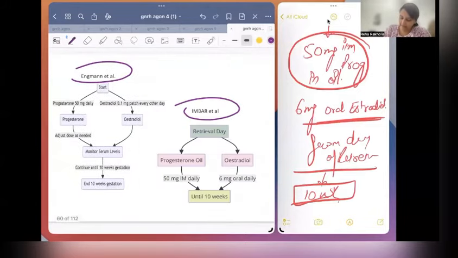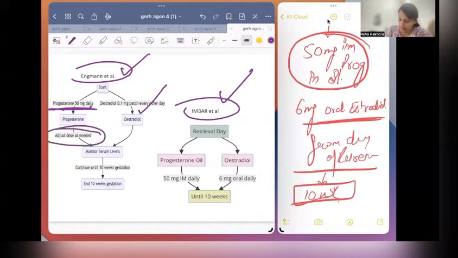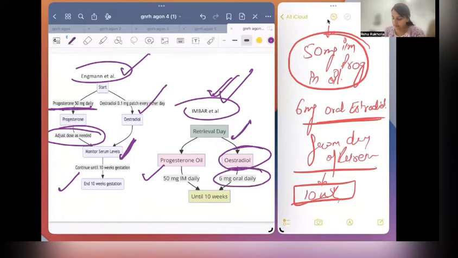So this is Engman et al. and this is Imber et al. In Engman et al., they started with 50 milligram progesterone and estradiol 0.1 milligram transdermal patch every other day, and we do serum monitoring and adjust the dose accordingly, and continue until 10-week gestation. In Imber et al., on the retrieval day, we start progesterone in oil 50 milligram IM daily and estradiol 6 milligram oral daily until 10 weeks.